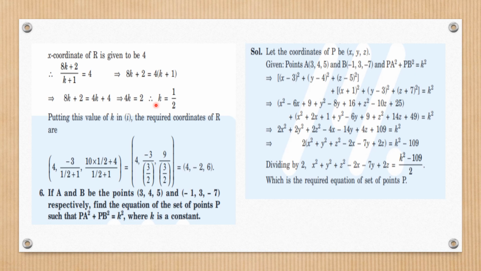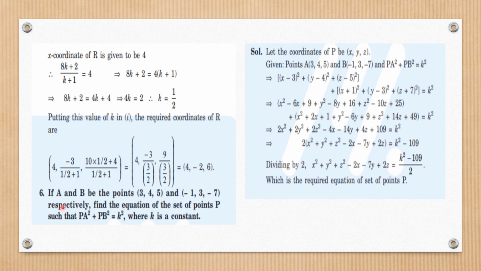Okay, and then I'll put this value of k into the other two coordinates, −3/(k + 1) and (10k + 4)/(k + 1), to get the other two coordinates. So (4, −2, 6) are the required coordinates of point R.